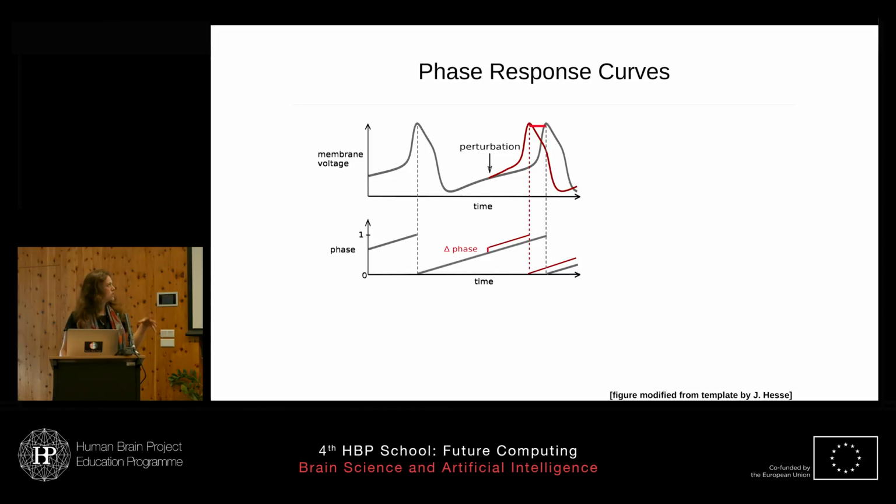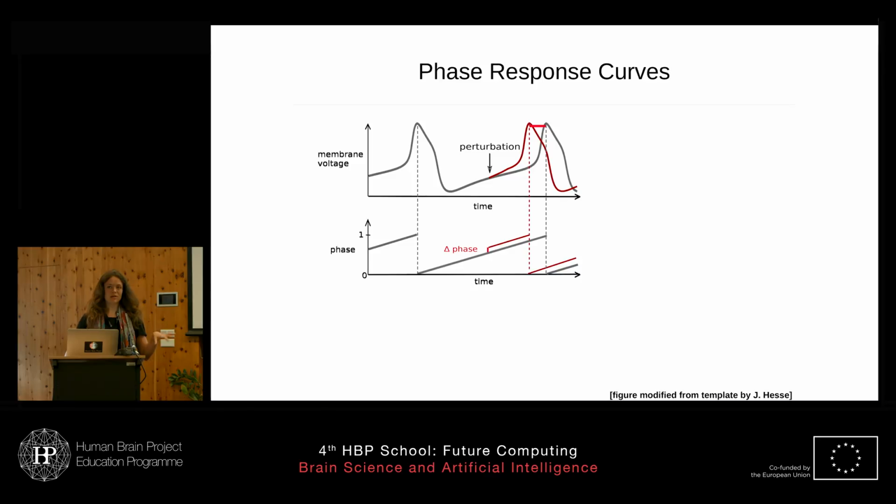If you have a neuron which is spiking more or less regularly, you can assign a phase to it. And this phase can, by convention, increase linearly from one spike to the next. So now if you apply a small perturbation to this neuron, so you give it a little current impulse, this can affect the timing of the next spike. So as you can see in red, this is the perturbed neuron, and the spike comes a little bit earlier. And as we have this linear relationship between phase and time, we can assign a little phase difference to this.